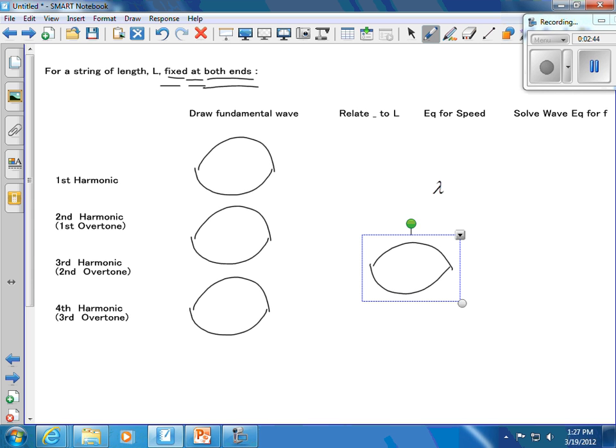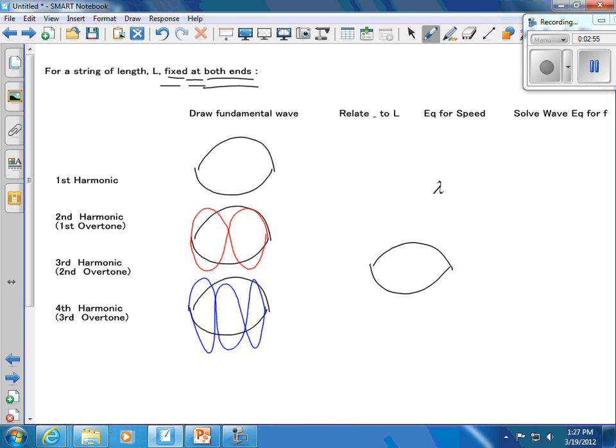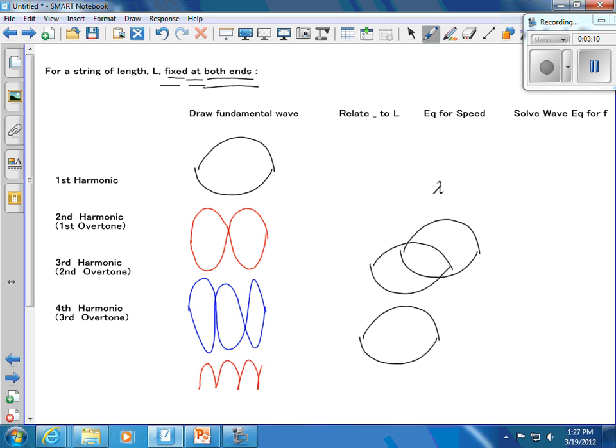For the second harmonic, you draw 2 footballs in the same place. For the third harmonic, you draw 3 footballs in the same space. If I get rid of the black in these 2, what you have left is the picture for the first harmonic, the second harmonic, and the third harmonic. I didn't draw the 4th harmonic. The 4th harmonic would have 4 footballs: 1, 2, 3, 4. So that would be the 4th harmonic.